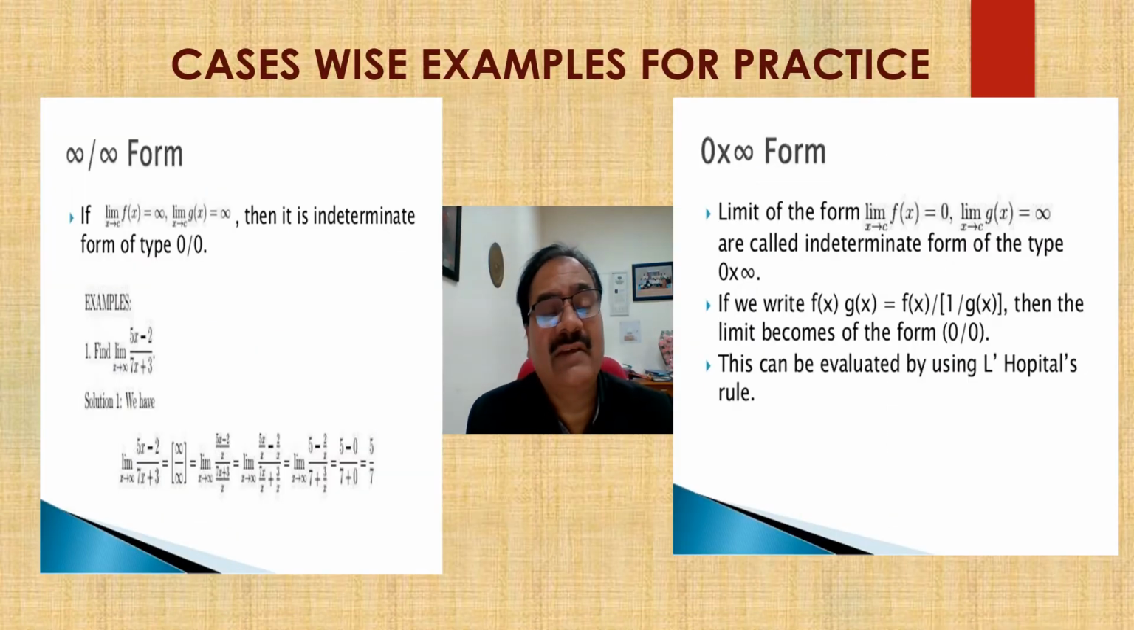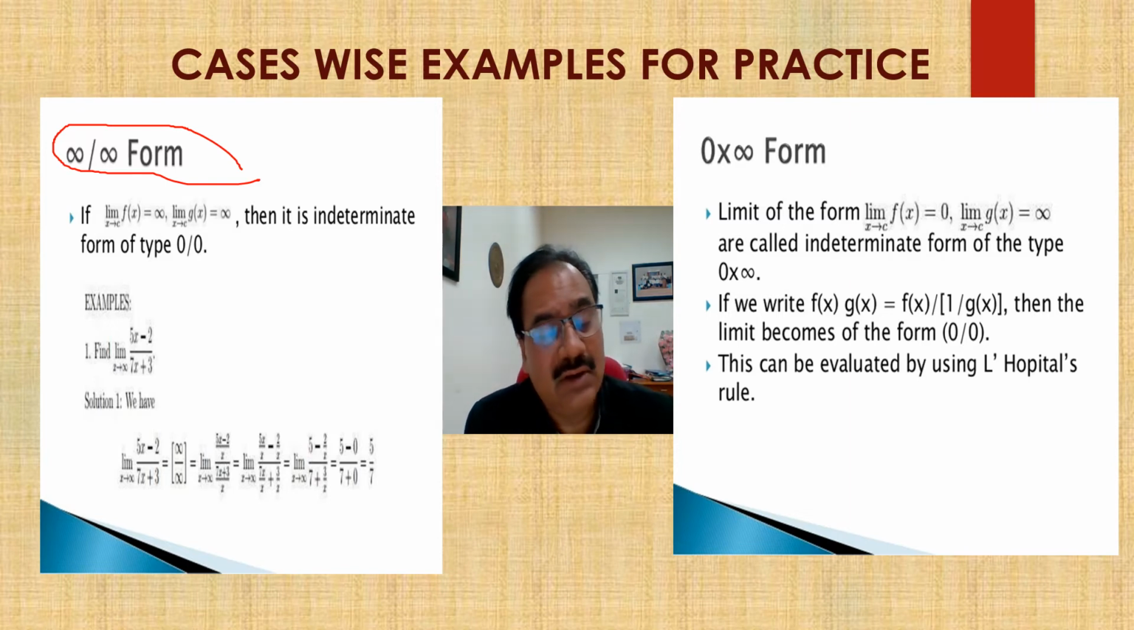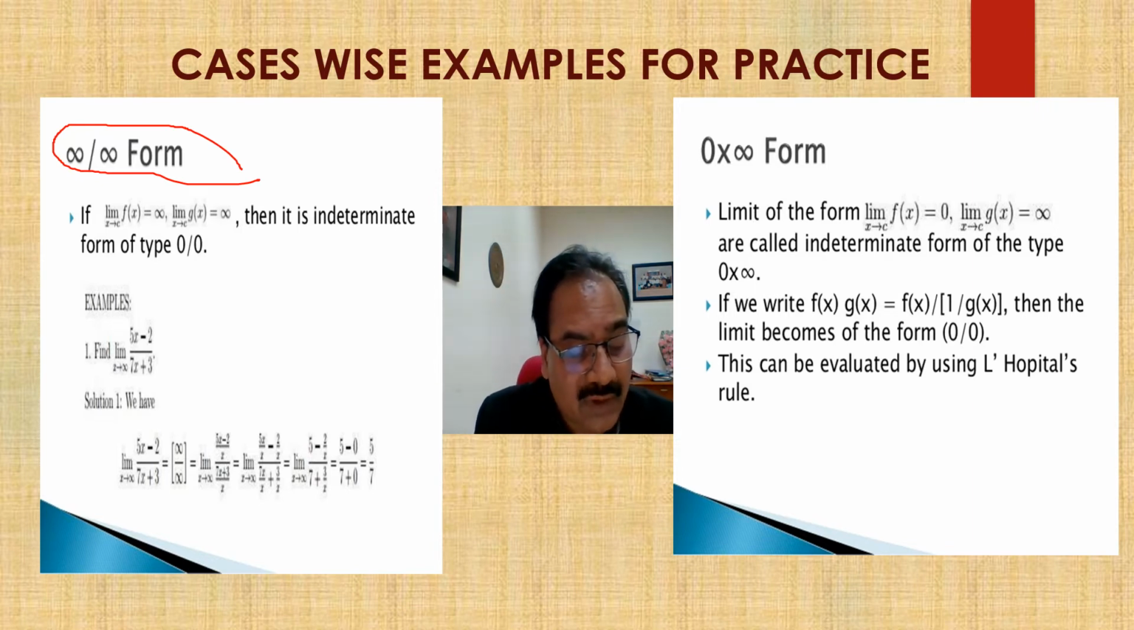Now, case-wise examples for practice. The first form, as you know, is infinity by infinity. Here, if limit x tends to c, f(x) is infinity and limit x tends to c, g(x) is infinity, then it is an indeterminate form. For example, find limit x tends to infinity, (5x minus 2) divided by (7x plus 3). Just to check, this is infinity by infinity.